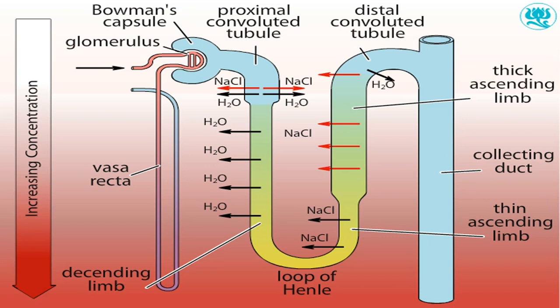As the collecting duct descends from the cortex to the tip of the renal pyramid, the concentration gradient established by the loop of Henle increases. This increasing solute concentration causes more and more water to be absorbed from the fluid, thus concentrating the urine in the collecting duct.